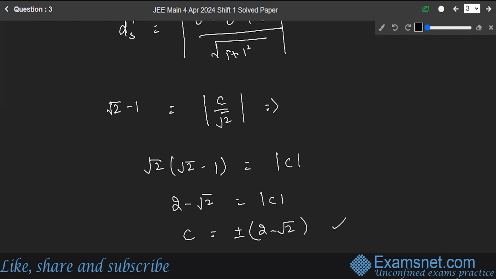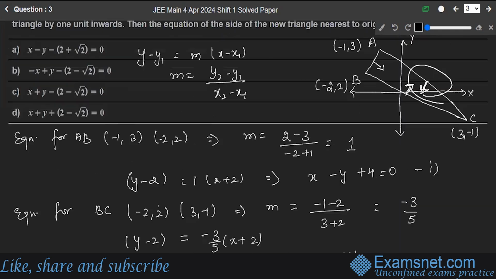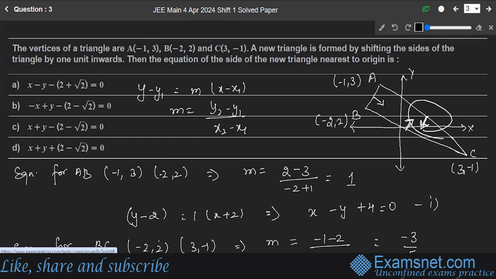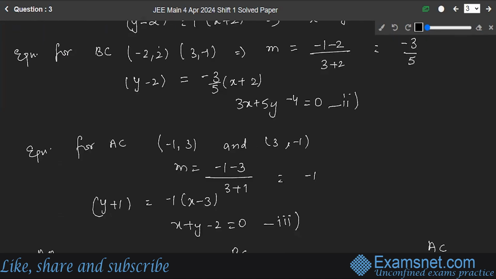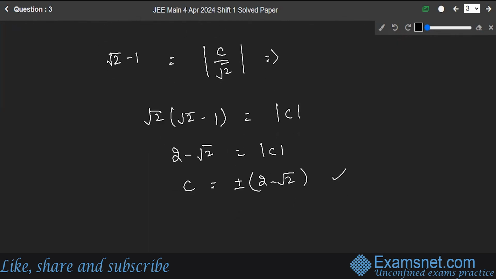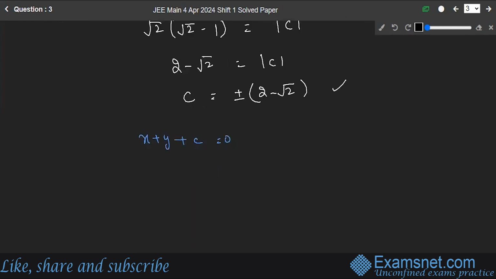Thus, it can be seen that the side A dash C dash will lie above the origin over here. Look, it will lie, of course, above the origin. If you look over here, it's going to lie in this region only, above the origin. So C must be negative. That means I will take the value for this as it was x plus y plus C is equal to 0. So the equation of the line will turn out to be x plus y minus 2 plus root 2 is equal to 0. This is the answer to the question.